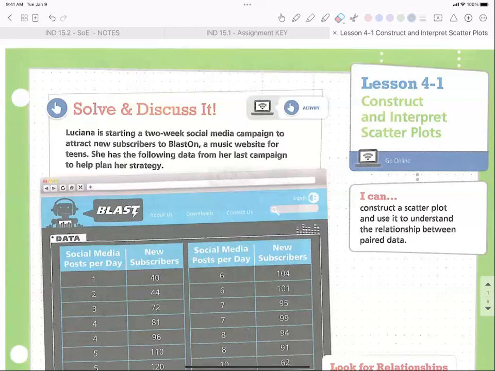Number 7, the scatter plot is already done for you. And it represents the prices and the number of books sold in a bookstore. And then it says, identify the cluster in the scatter plot. And what this means, yes.